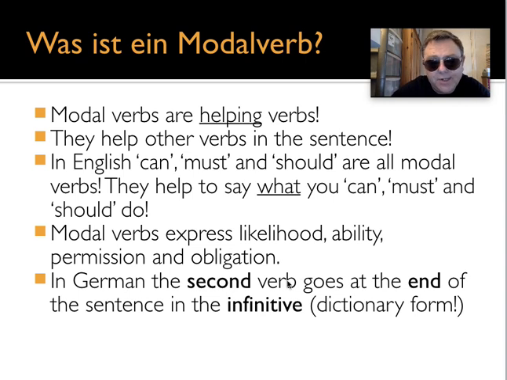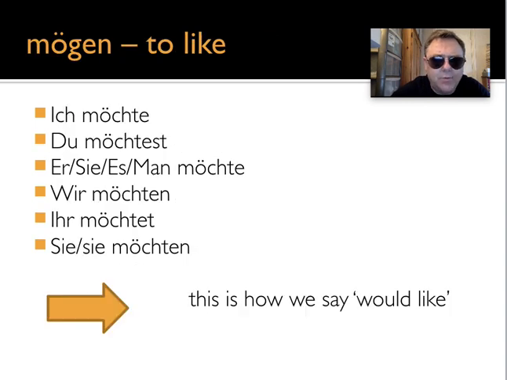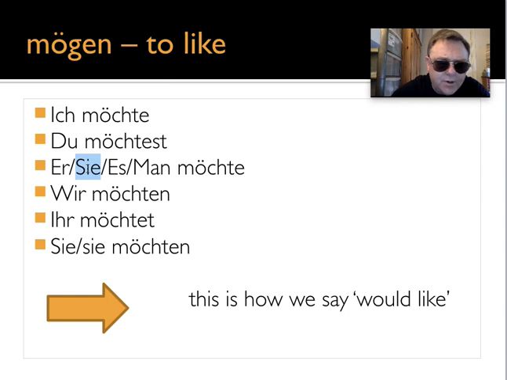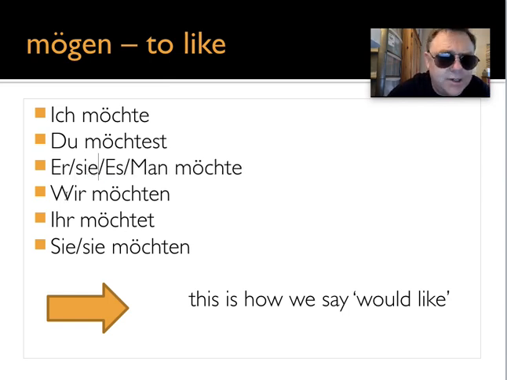Okay. In German, the second verb goes at the end of the sentence and it's in its dictionary infinitive form, the en form in German. So we've got mögen, to like. Okay, now this is the would like version. Ich möchte, du möchtest, I would like, you would like, man möchte, one would like, er möchte, he would like. Notice the ending is the same for ich and er and sie. I wish they put a small z on that one, only because it gets a bit confusing otherwise. Wir möchten, we would like, and so on. Okay.